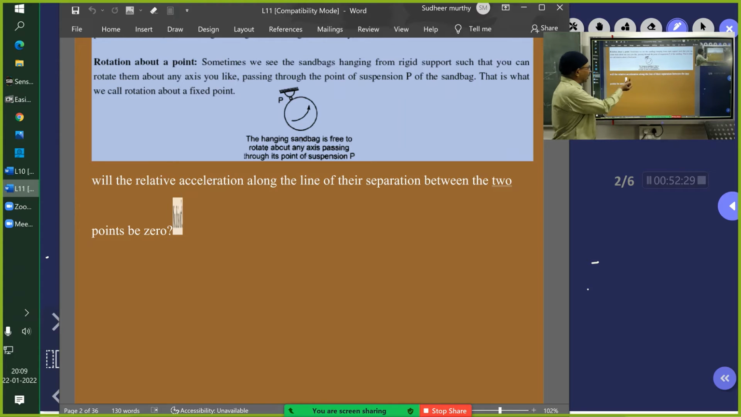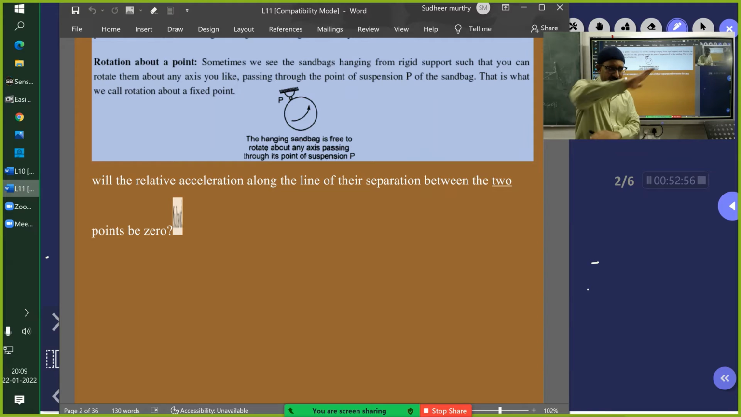This question is very simple. Will the relative acceleration along the line of separation between the two points be 0? Simple question. Why are you bringing so many things, centripetal, radius, all those concepts? These are two points. This body is rotating. Will there be acceleration along that line between these two points? Answer is yes or no.